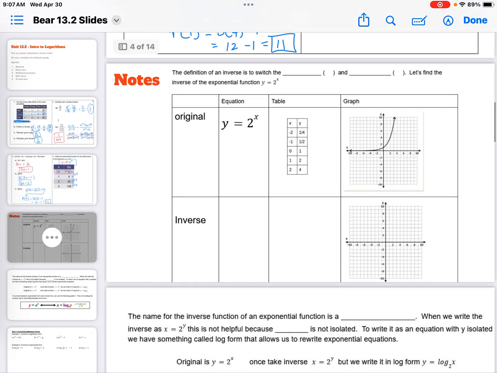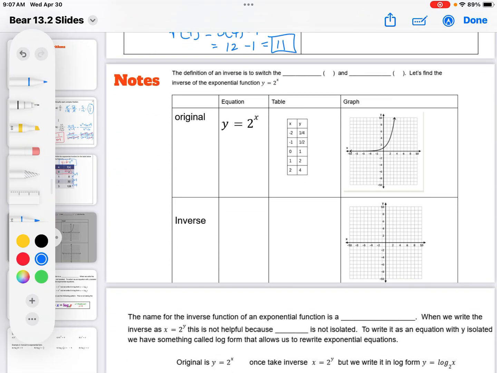All right, so let's get into today's lesson. So reminder about last time, the definition of an inverse is when you switch the inputs, which is the x's, and the outputs, which is the y.